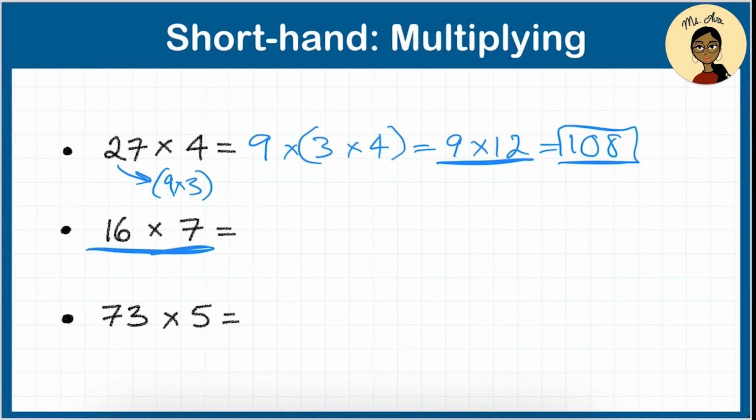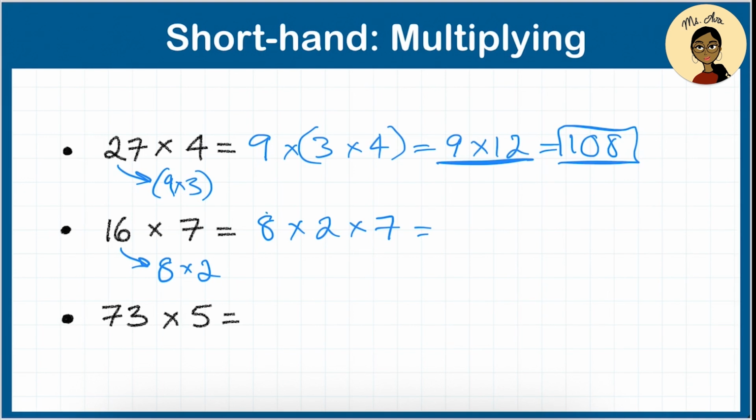Similarly, I can do the same thing with this one. 16 is the same as 8 times 2. And then, so if I did 8 times 2 times 7, well, I mean, I could do the 2 times 7, but that's 14, and then 14 times 8, I don't know what that is.